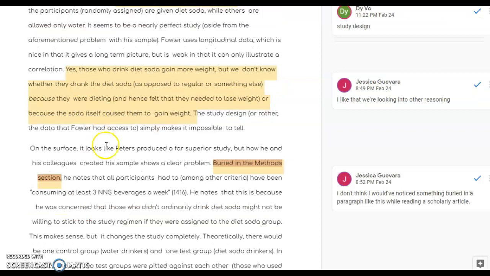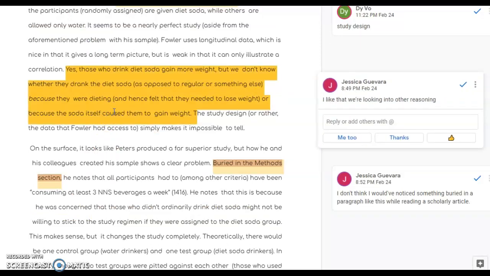Down here as well, we get to see that, right? Right here, we're looking into possible other causes, okay? So in this case, the author is trying to explain how an observational study can show a correlation between two things, but absolutely cannot show us causation. It's almost impossible to show causation. So we don't know why the people who drank diet soda got sort of a wider waist circumference.